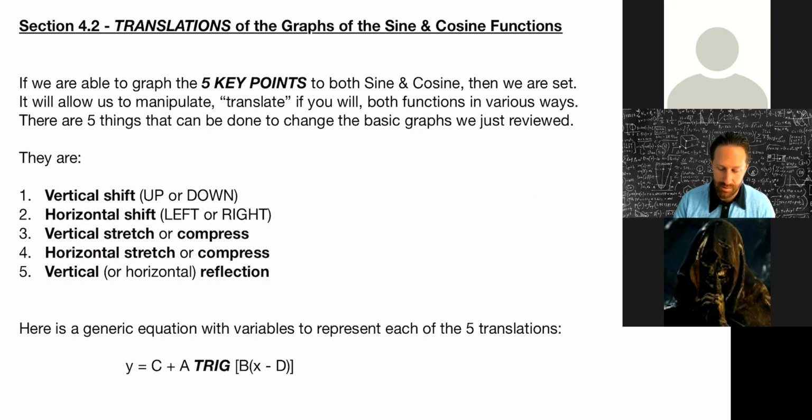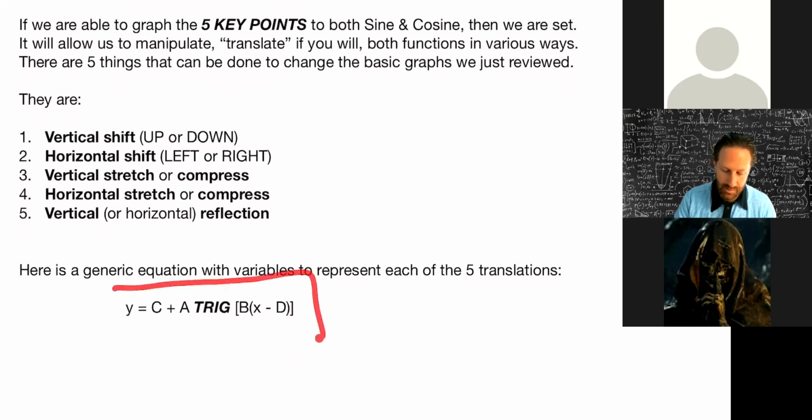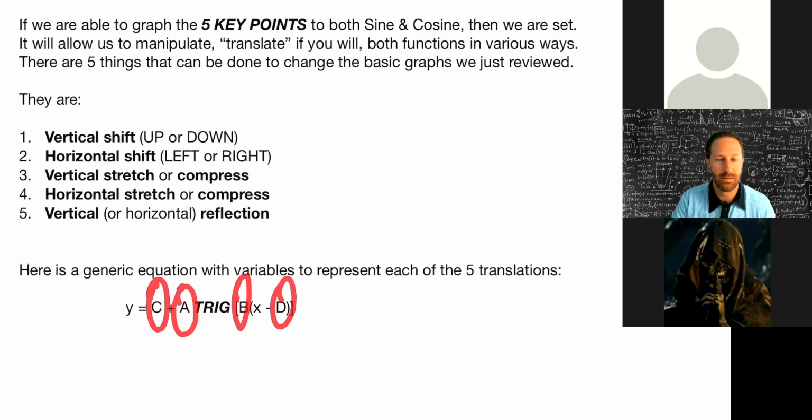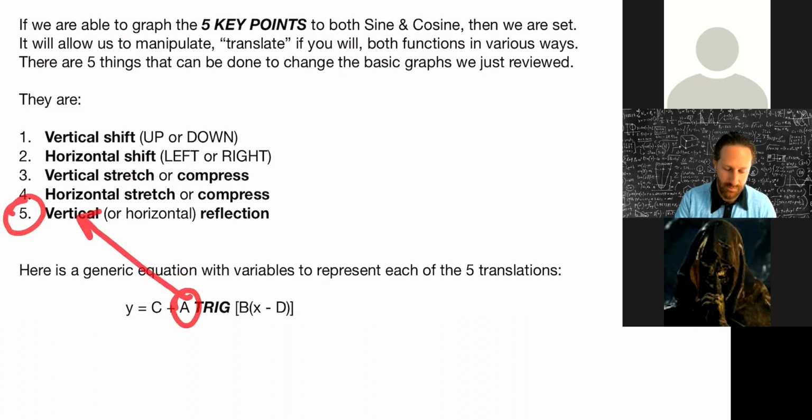Okay, so the generic way that we will write these things is this. And each one of these variables other than x and y, which make it a function, are going to be the things that represent those 5 possible translations. Now notice there's only 4 of them, and you're like, wait, I thought you said 5. One of them is going to be for both. Okay, one will have 2 possibilities with it. And that is this special reflection piece.